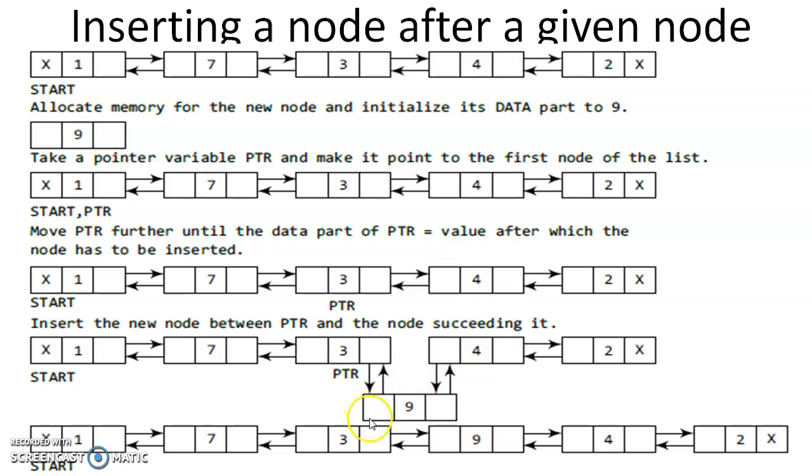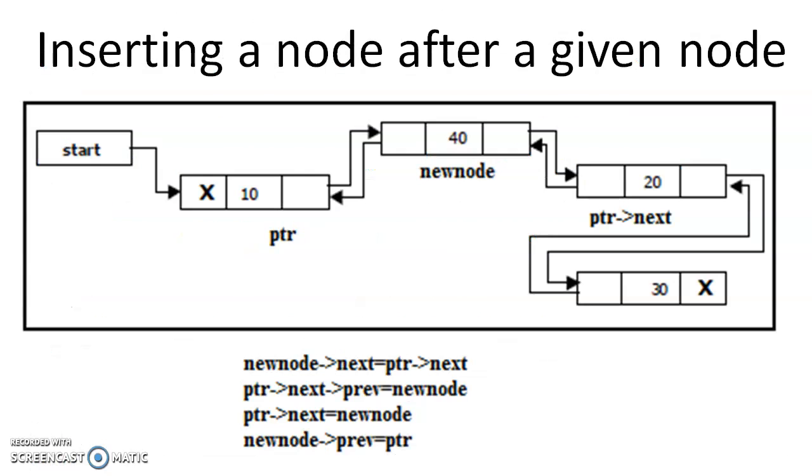I am inserting in the middle this particular 9. Okay, see here, this is the pointer, this is the pointer of next, and this is the new node. I am inserting between 3 and 4 this 9. That is after 3 I am inserting. This is the output that we are getting at the end. Now we will see with an example how this particular activity is happening after a particular node.